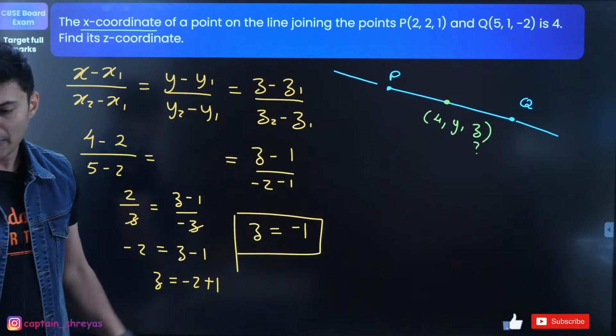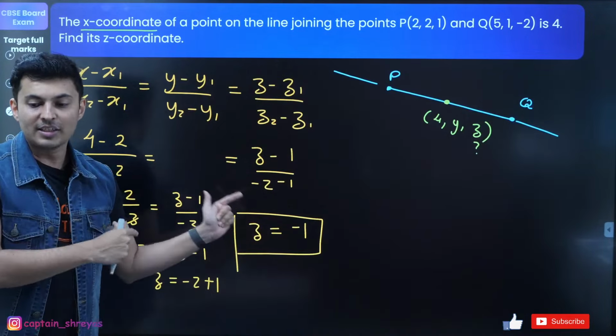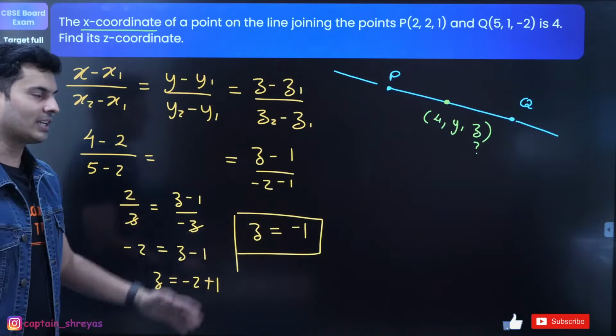Just check it out. Exactly. No, z is not 3. This will be minus 1. Okay, just check this out.